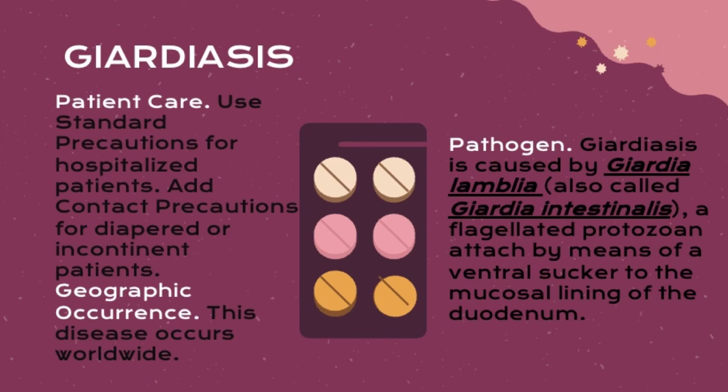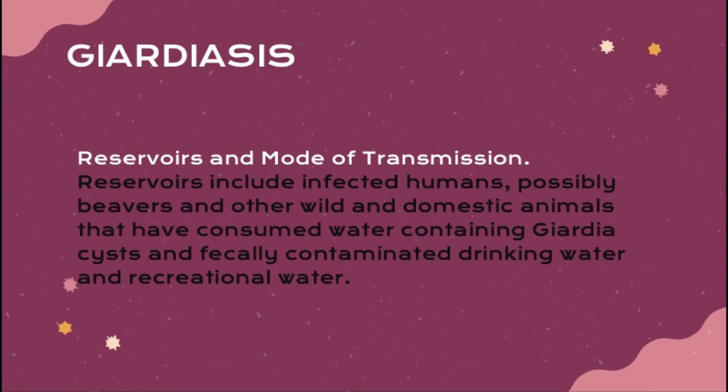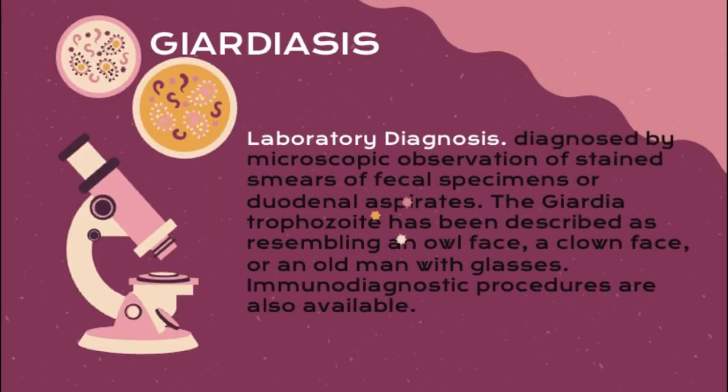The pathogen is called Giardia lamblia, also called Giardia intestinalis, a flagellated protozoan attached by means of a ventral sucker to the mucosal lining of the duodenum. Mode of transmission: possibly from wild and domestic animals such as beavers that have consumed water containing Giardia, and fecally contaminated drinking water and recreational water. Laboratory diagnosis: it is diagnosed by microscopic observation of stained smears of fecal specimens or duodenal aspirates.